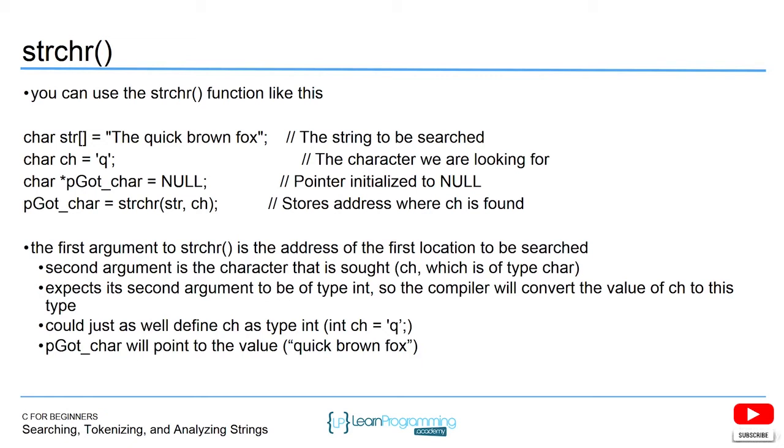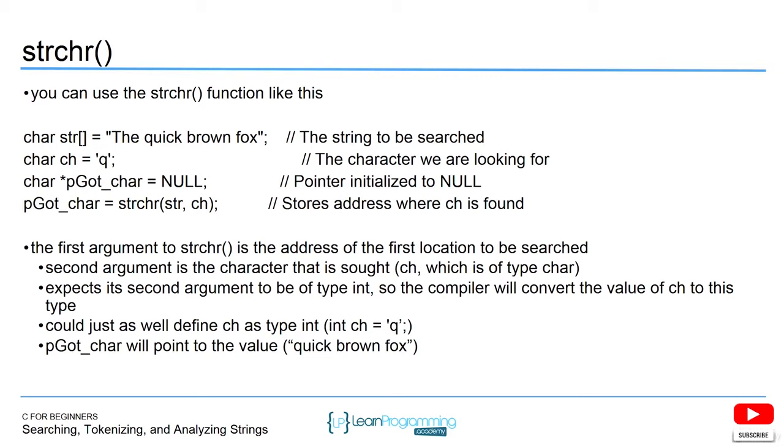So the first argument to strchr is the address of the first location to be searched. That's the search string. The second argument is the character that is sought, the character that you want to look for, a single character. It expects the second argument to be of type int. So technically, strchr's second argument takes an int, but the C compiler will automatically convert the char to an int. It will get the ASCII value essentially. So you could actually define the Q, instead of a single char, as an int. That's just more of a technicality that I wanted you to know about.